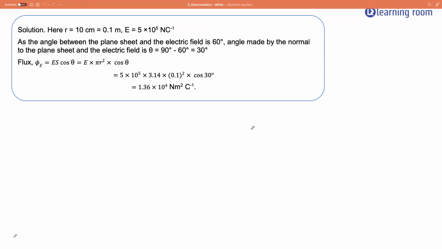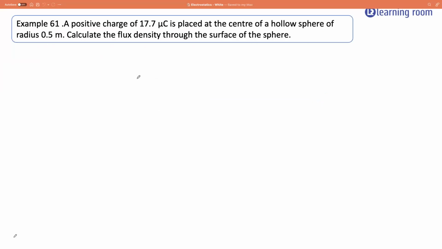So the answer is 1.36 into 10 power 4 Newton meter square per coulomb. Next: a positive charge of 17.7 microcoulomb is placed at the center of a hollow sphere of radius 5 centimeters. Calculate the flux density through the surface of the sphere.